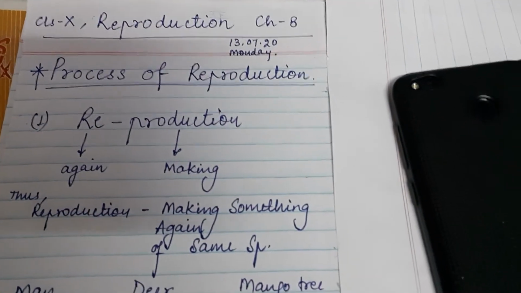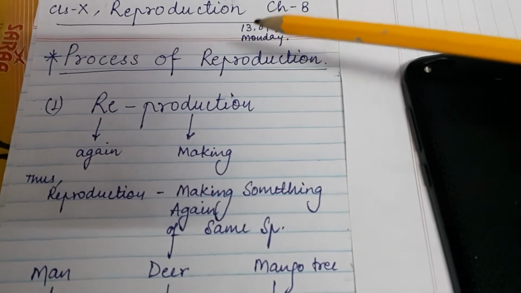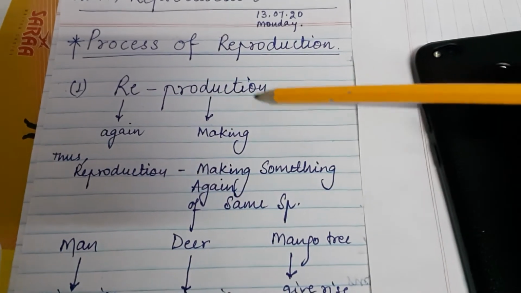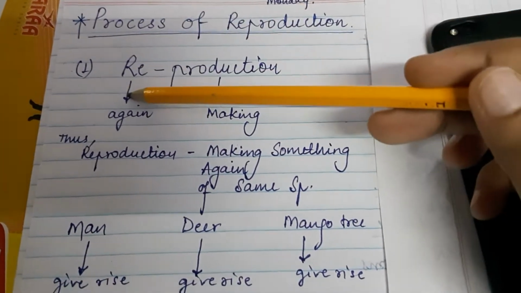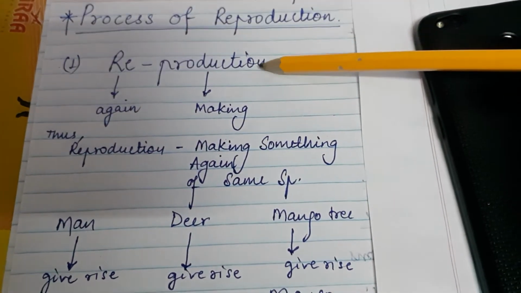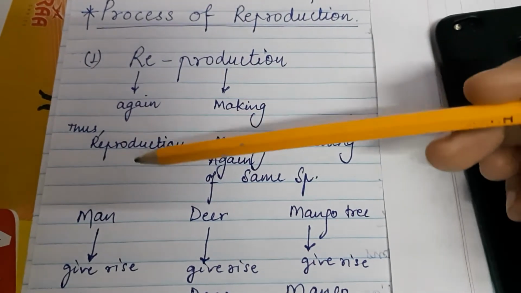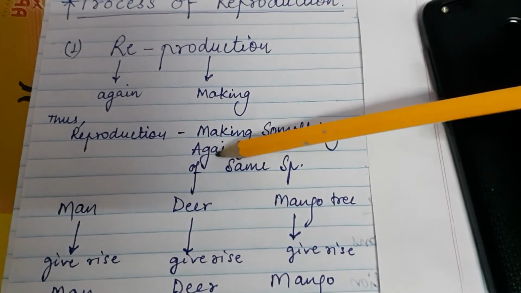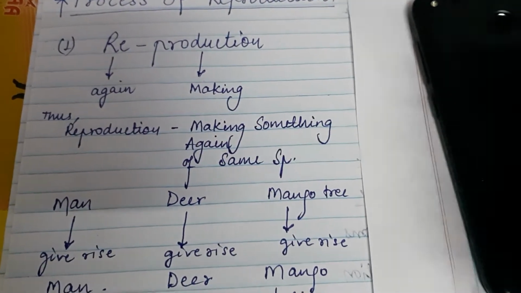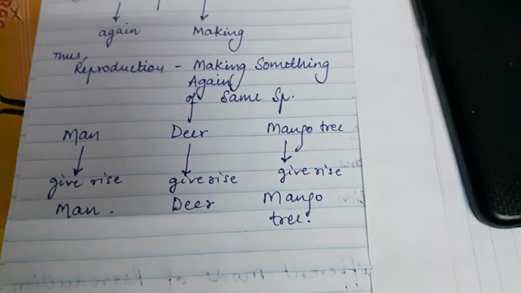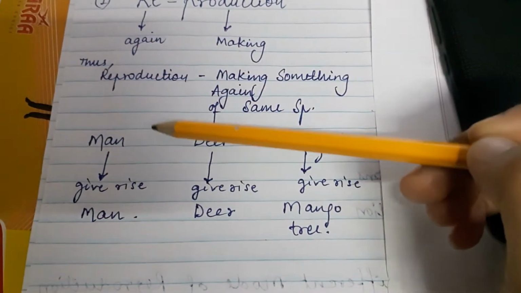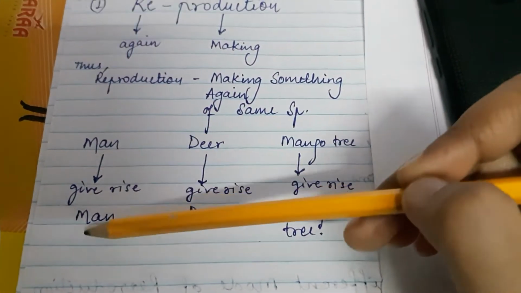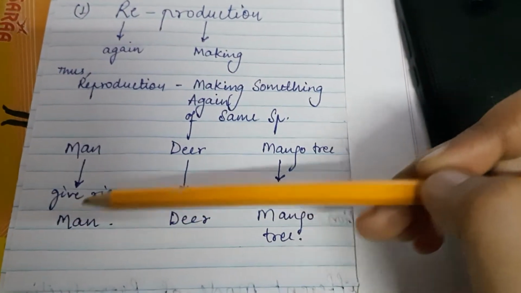So what is reproduction? Reproduction is made up of two words: re and production. Re means again and production means making. Thus, reproduction means making something again of the same species. For example, a man will give rise to a man only. They both belong to the same species.